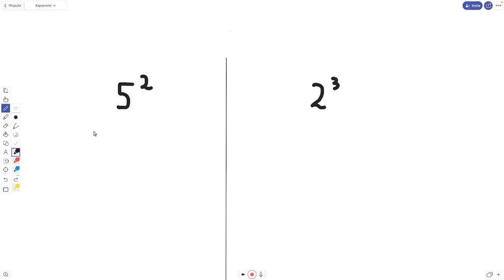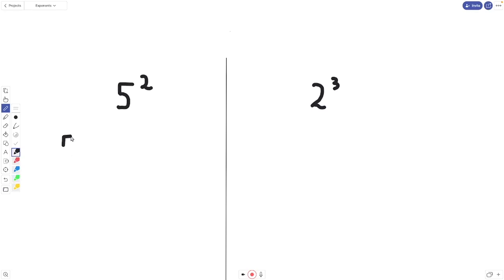Our first exponent that we're going to work with is 2, and the base is going to be 5. So here is our question, 5 to the power of 2. Now what we do is we multiply the base by itself as many times as the exponent is. In this case the exponent is 2, so we multiply the base by itself 2 times.